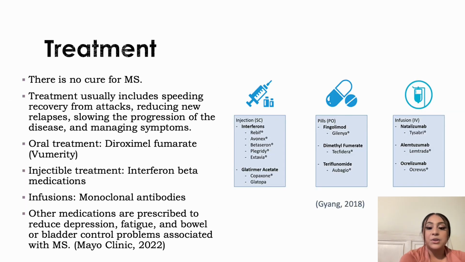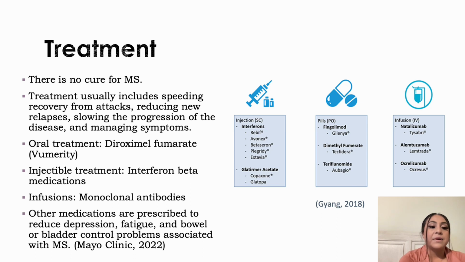Treatment. Again, there is no cure for multiple sclerosis. Once they get it, they're always going to have it. But treatments usually include speeding recovery from the attacks that have already been done to the neurons, slowing down the progression of the disease, and managing symptoms. There are a lot of oral medications, injectable treatments, and infusions. So I just listed one which they said is the most common one that's used. For oral treatment, diroximel fumarate is usually a pill that they take once a day.